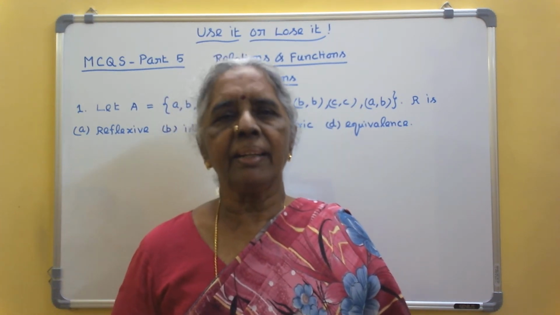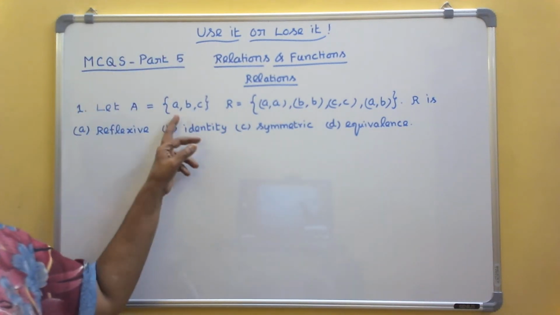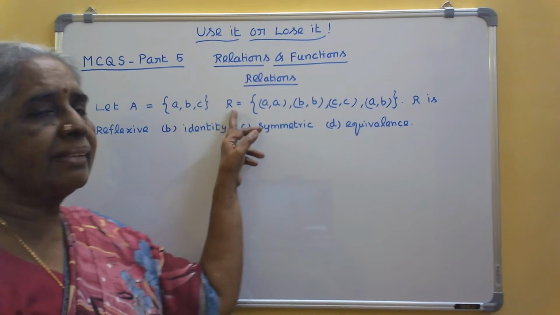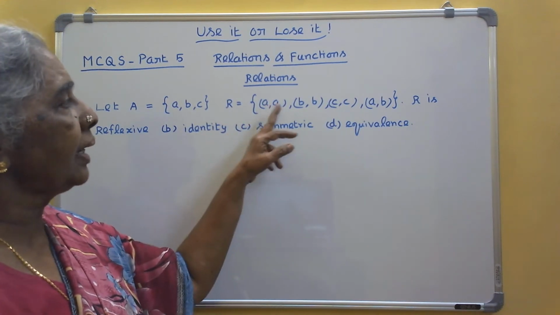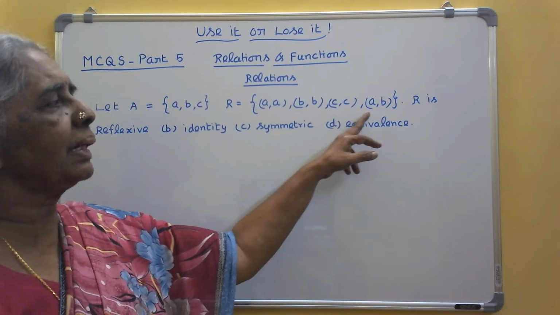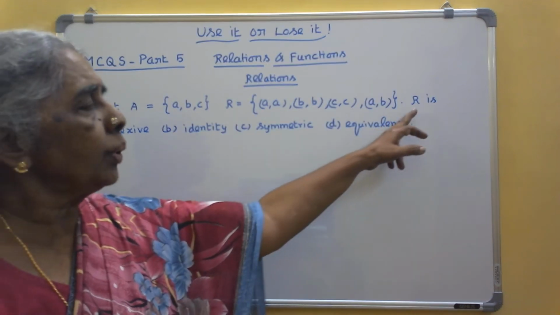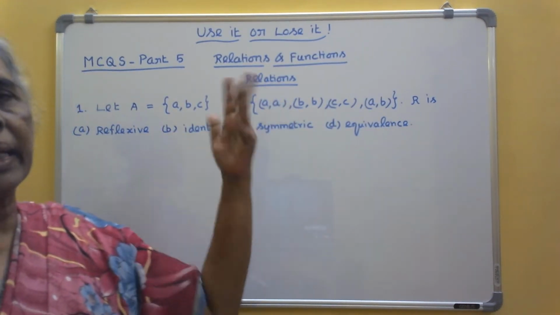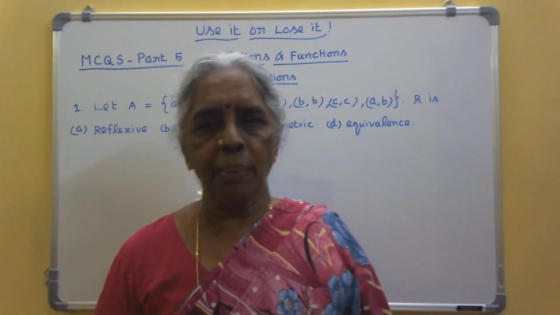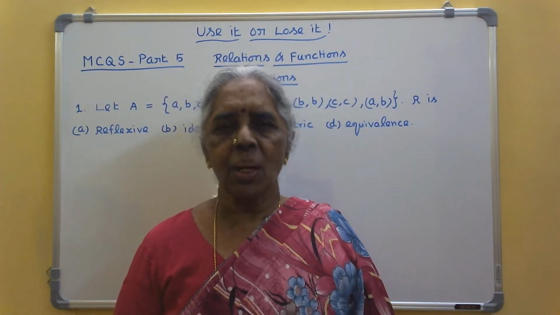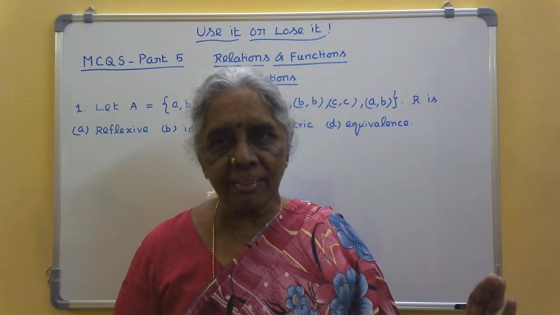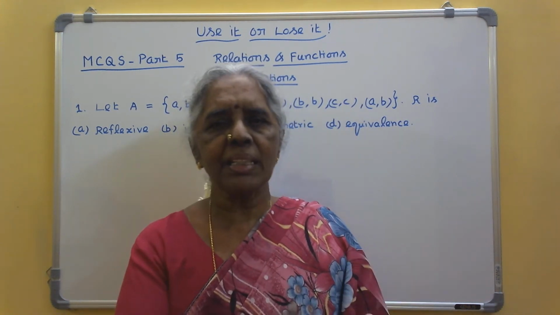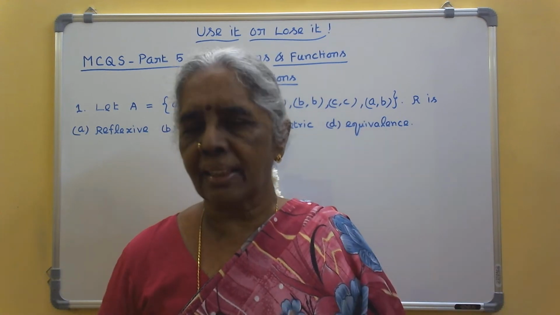Okay. Let A be the set {a, b, c}. It contains 3 elements. R is a relation defined by (a, a), (b, b), (c, c), (a, b). Now you have to find whether R is reflexive, identity, symmetric or equivalence. Hope you all remember what is reflexive, what is symmetric, what is transitive, what is equivalence. What is the difference between a reflexive relation and an identity relation?